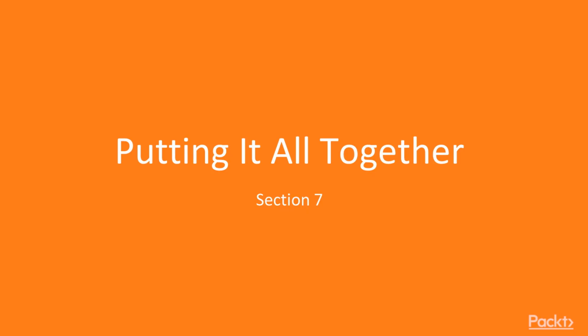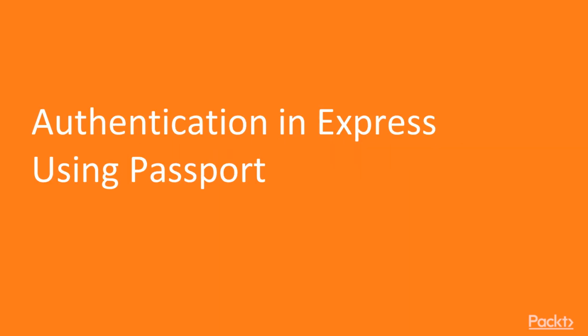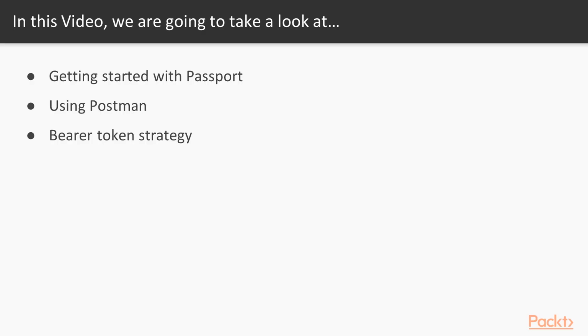Section 7. Putting it all together. Authentication in Express using Passport. Now that we have all our basics for writing a Node app, we're going to need to expand our knowledge to make our API a little more secure. There are a few ways to get authentication working in Express, but by far the simplest is to use the Passport middleware. In this video, we'll cover getting started with Passport, using Postman to call our API, and setting up the bearer token strategy with Passport.